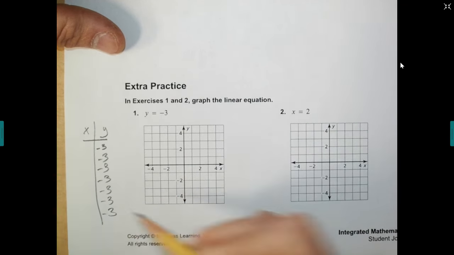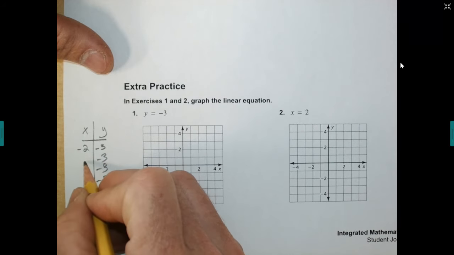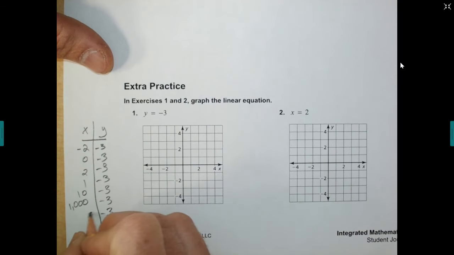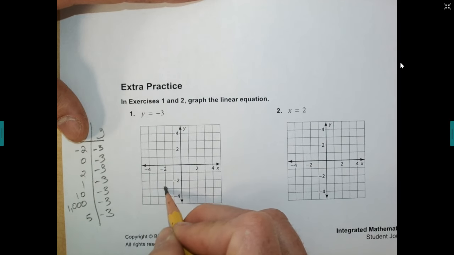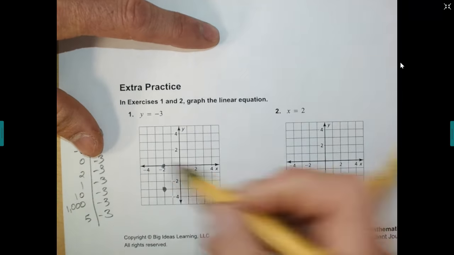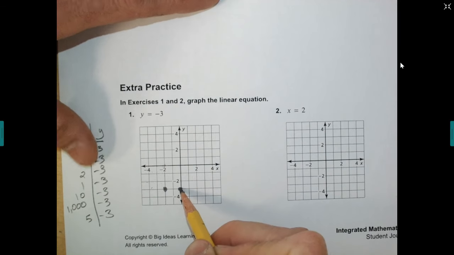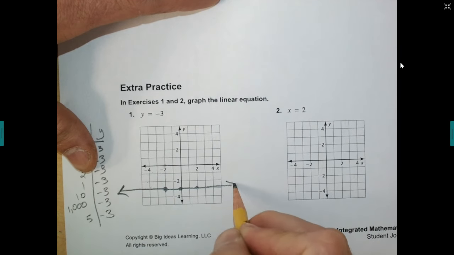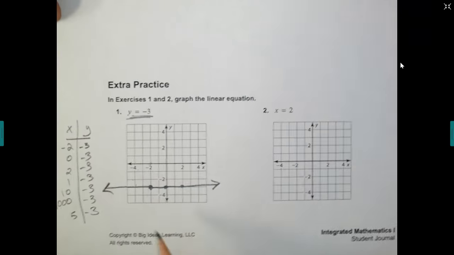It looks like they started us off with these horizontal and vertical lines. So what's my x value? It doesn't matter. Negative 2, 0, 2, 1, 10, 1,000, 5. So I have (negative 2, negative 3), (0, negative 3), (2, negative 3). Every single y value is negative 3. So there it is, y equals negative 3.